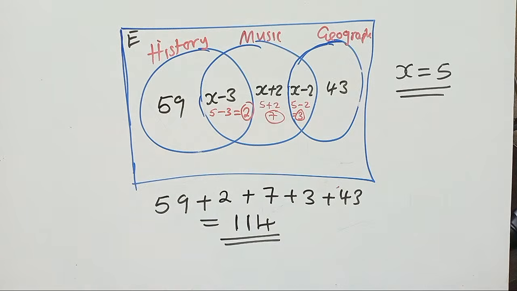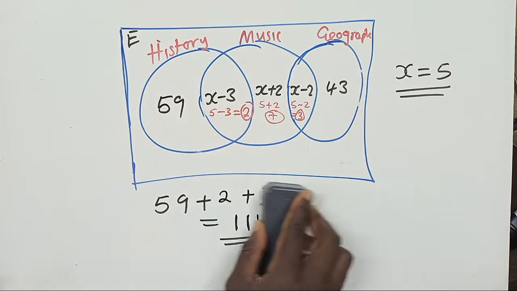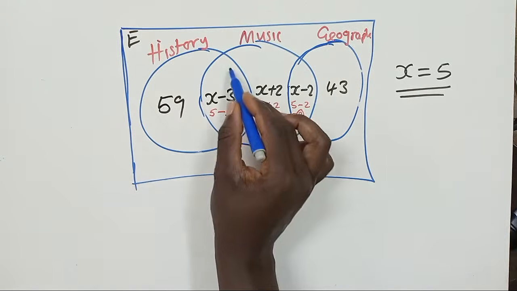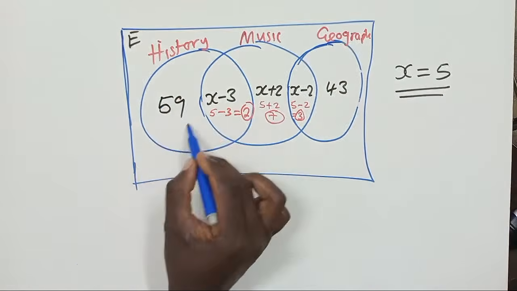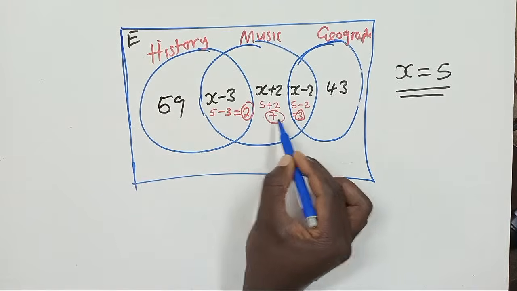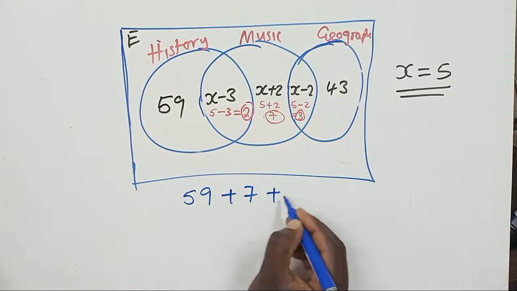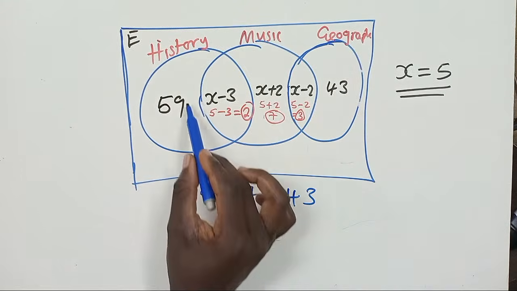The next question says, find the number of learners who took one optional subject only. For one optional subject, we will not include the intersections. What do I mean by intersections? We are not going to include what is here and what is here. We just get what is here, which is 1, and what is here, and lastly what is also here. So it will be 59 plus 7 plus 43, because this means 1.